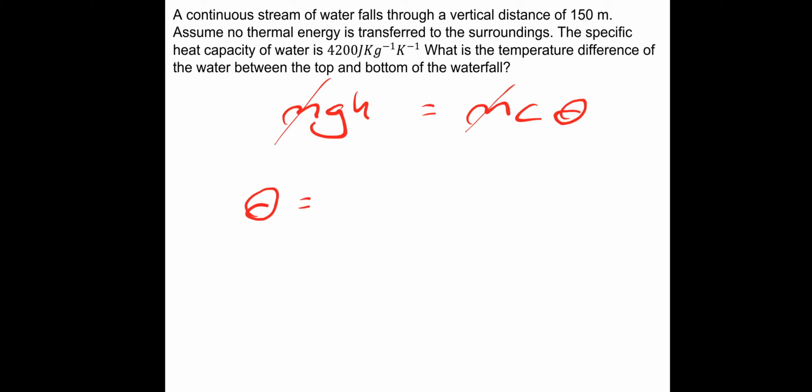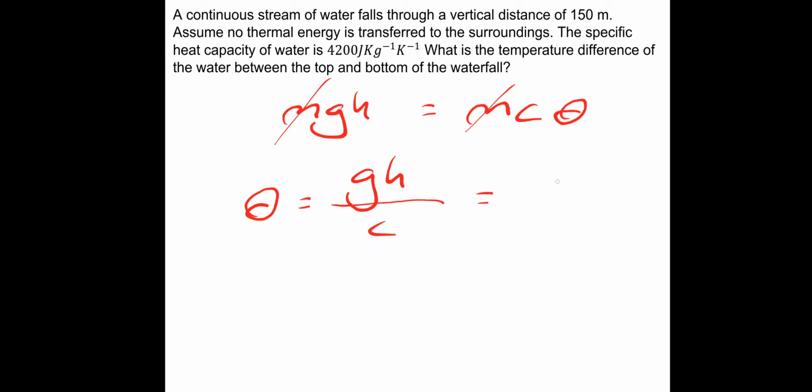So it's pretty straightforward. Because we've got no heat being transferred to the surroundings, we can assume that the loss of gravitational potential energy is equal to the gain in thermal energy. So the loss of gravitational energy will be mgh, and that will be equal to the gain in thermal energy, which will be mc theta. So the masses cancel. So to get the temperature change, theta, we simply do gh over c.